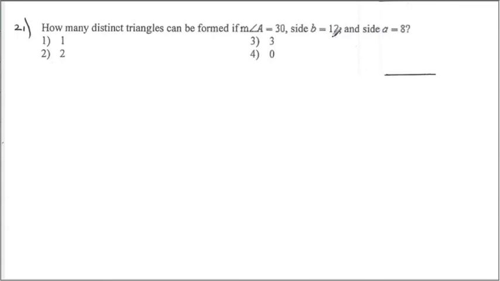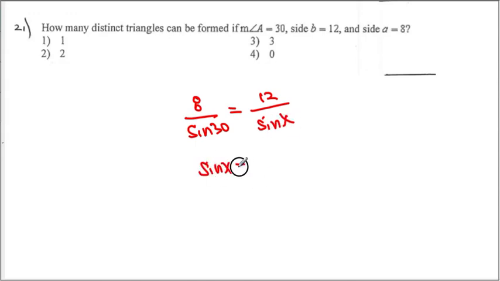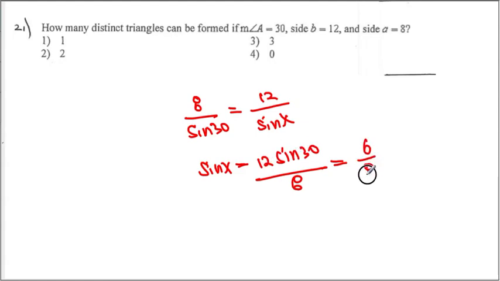Okay, we're going to have the same idea. Angle A and side A have to be opposite from each other. So we have 8 over sine of 30 equal to 12 over sine of x. So once again, sine of x becomes 12 sine of 30 over 8. When you calculate this, sine of 30 is equal to 1/2, so 6 over 8, which is equal to 3/4. Then what's the value of x?